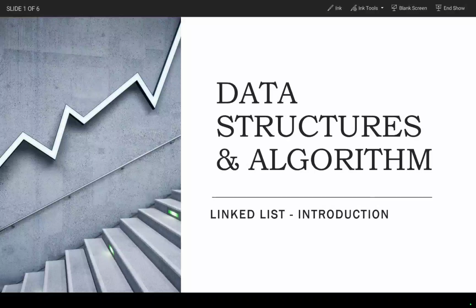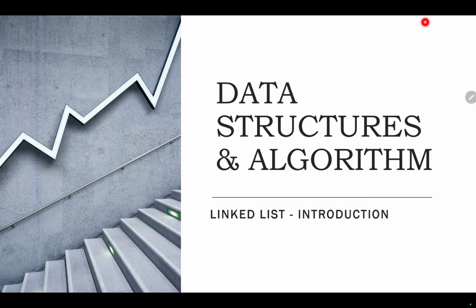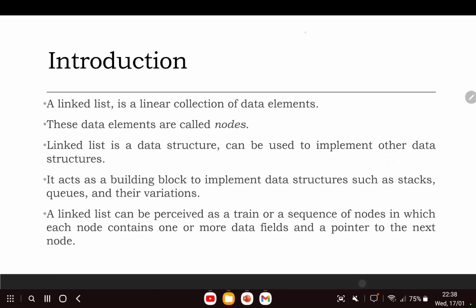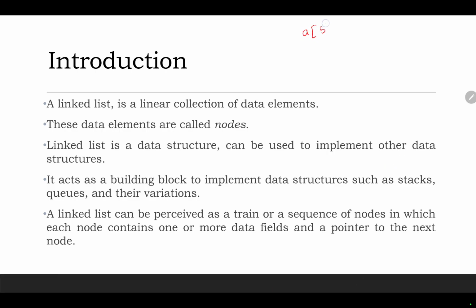So in this video we are going to see the introduction to the linked list. It is a linear data structure in which elements are not stored at a contiguous memory location. If we take the array, for example an array A of 5, the size of the array is 5. The memory space will be allocated for this array.